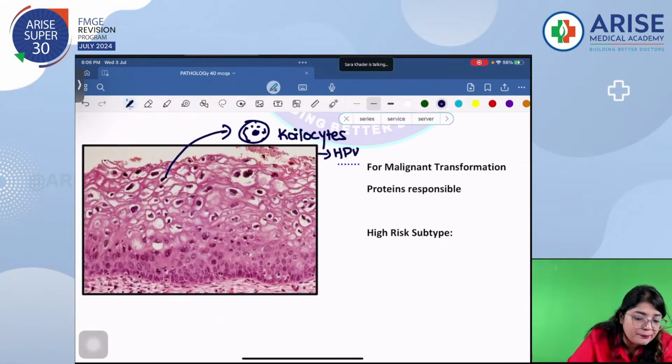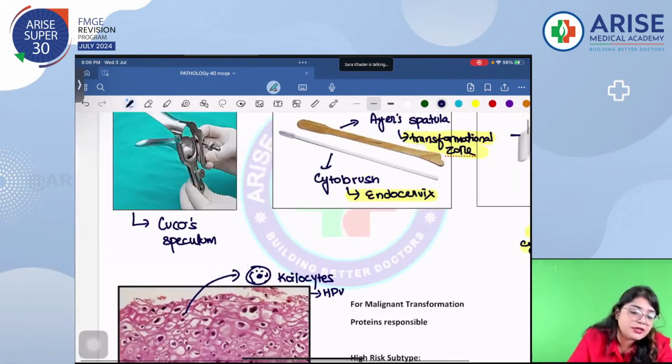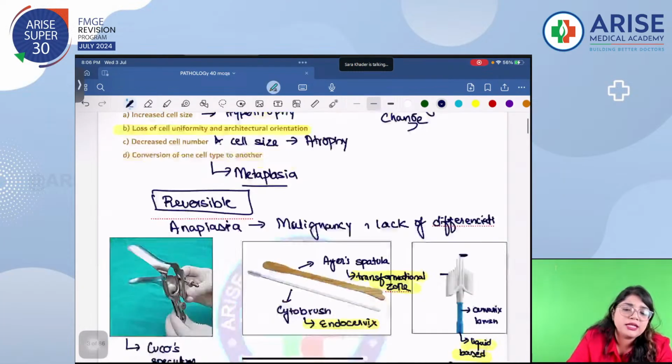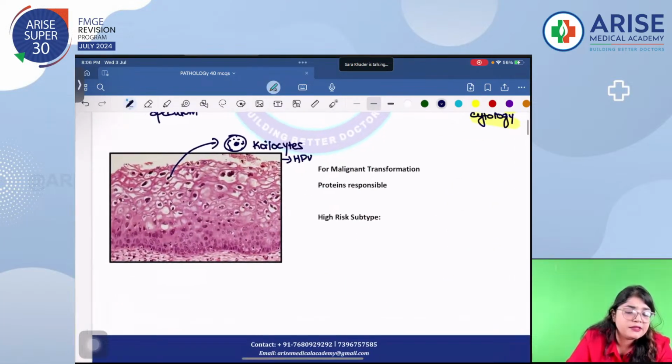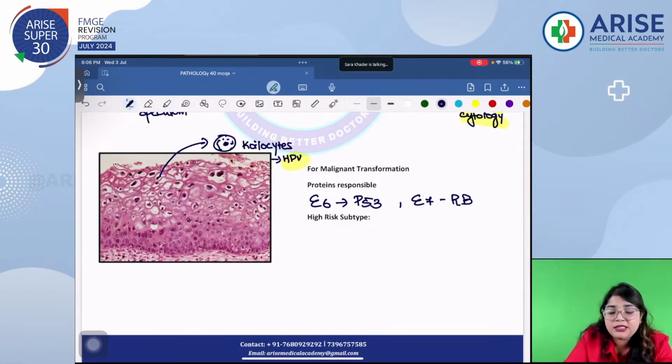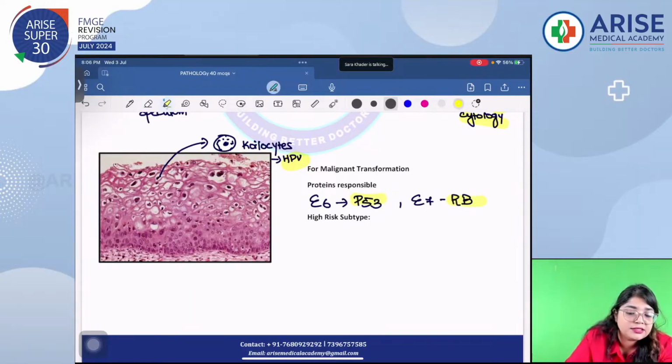And HPV, remember, if I ask you the diagnosis and you see dysplastic cells, so most likely this is carcinoma, cervical carcinoma in situ, right? And the most common cause of that is HPV. Okay? So malignant transformation, what are the proteins responsible for that? If you remember, E6, which blocks out your P53, and E7, which blocks out your RB gene. Remember, these genes are tumor suppressor genes, right?